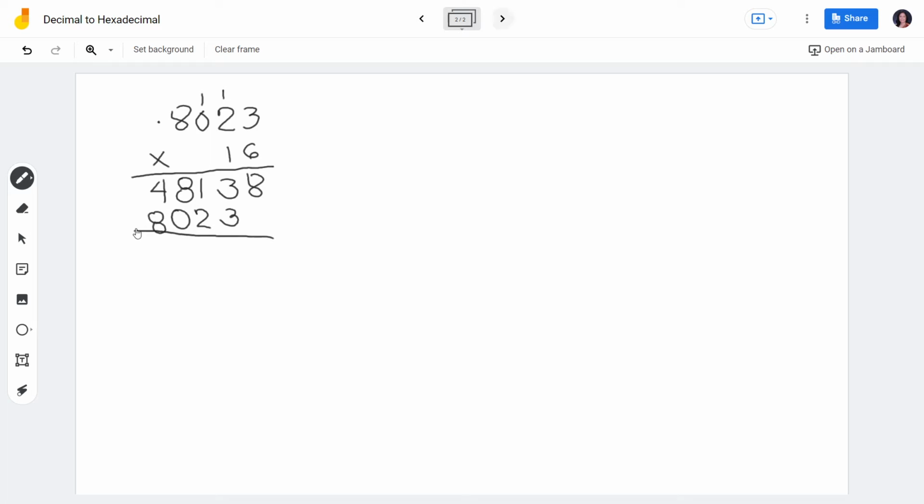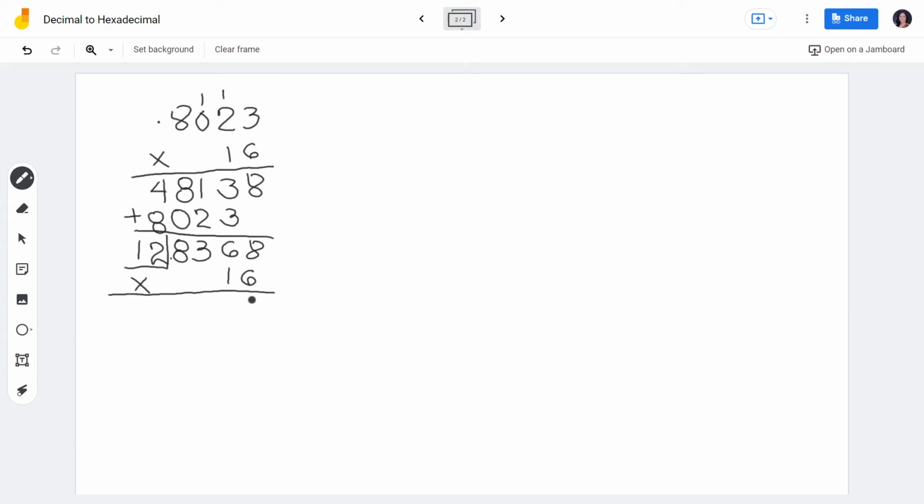And then let's add. So we have 8. 3 plus 3 is 6. 1 plus 2 is 3. Bring down 8. And then 4 plus 8 is equal to 12. So we have 12. And then repetitive multiplication times 16 again.